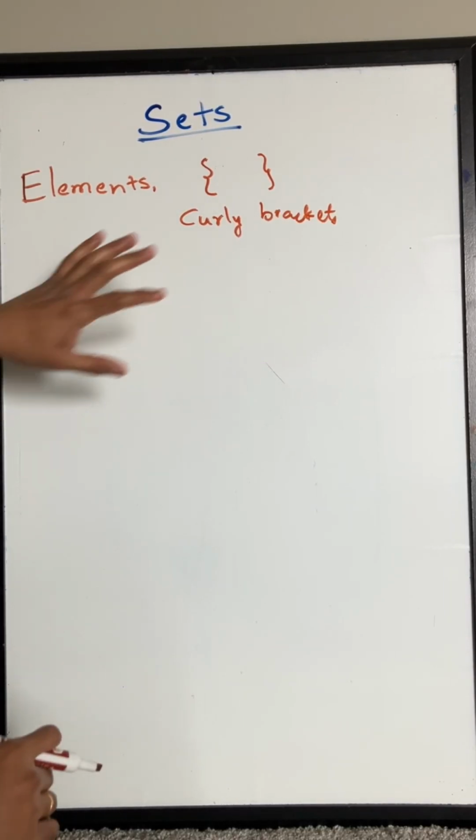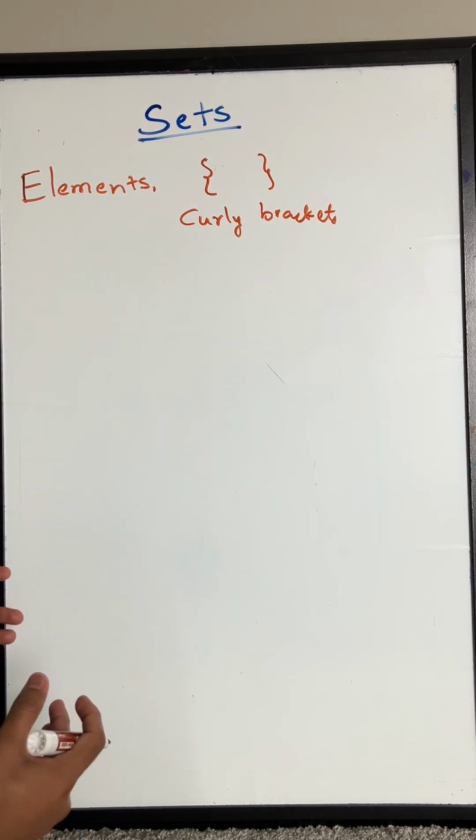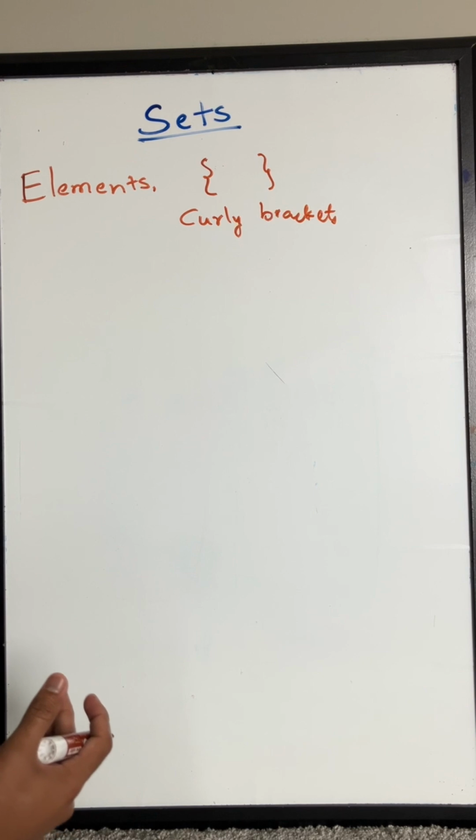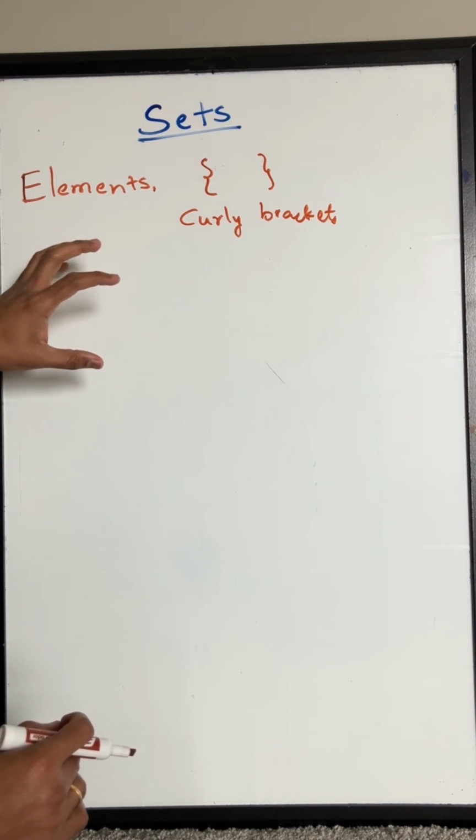Yeah, now we learned the definition of the set. So it's a well-defined collection of distinct objects. So we understood each and every word in the set definition. Now we will go to the parts of the set.